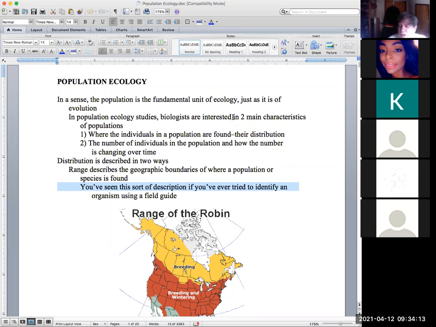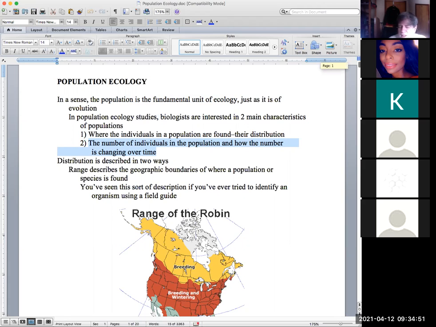When we look at population ecology, populations are usually called the fundamental unit of ecology. And they're really the fundamental unit of evolution too. Remember all our focus on gene pools and Hardy-Weinberg. So when we study populations, we want to study two main factors about them. We want to find out where individuals in this population are found, their distribution. And we want to find out the number of individuals in the population and how the number is changing over periods of time.